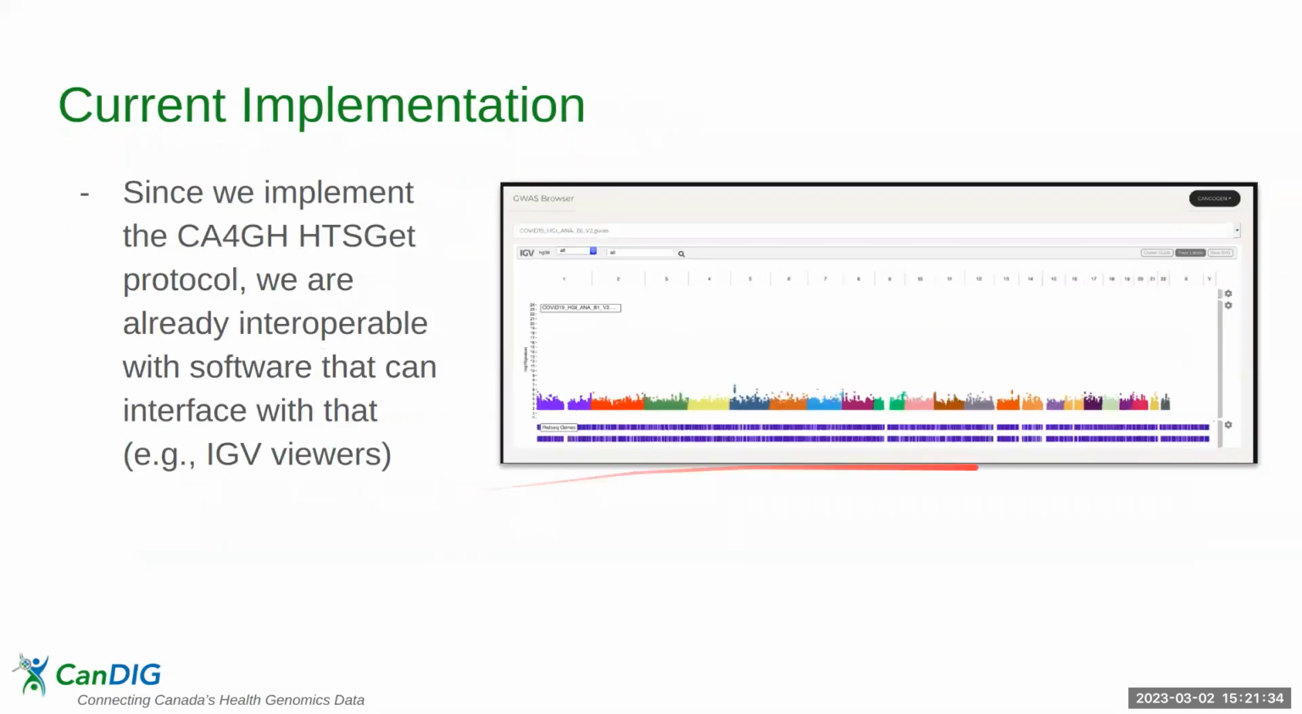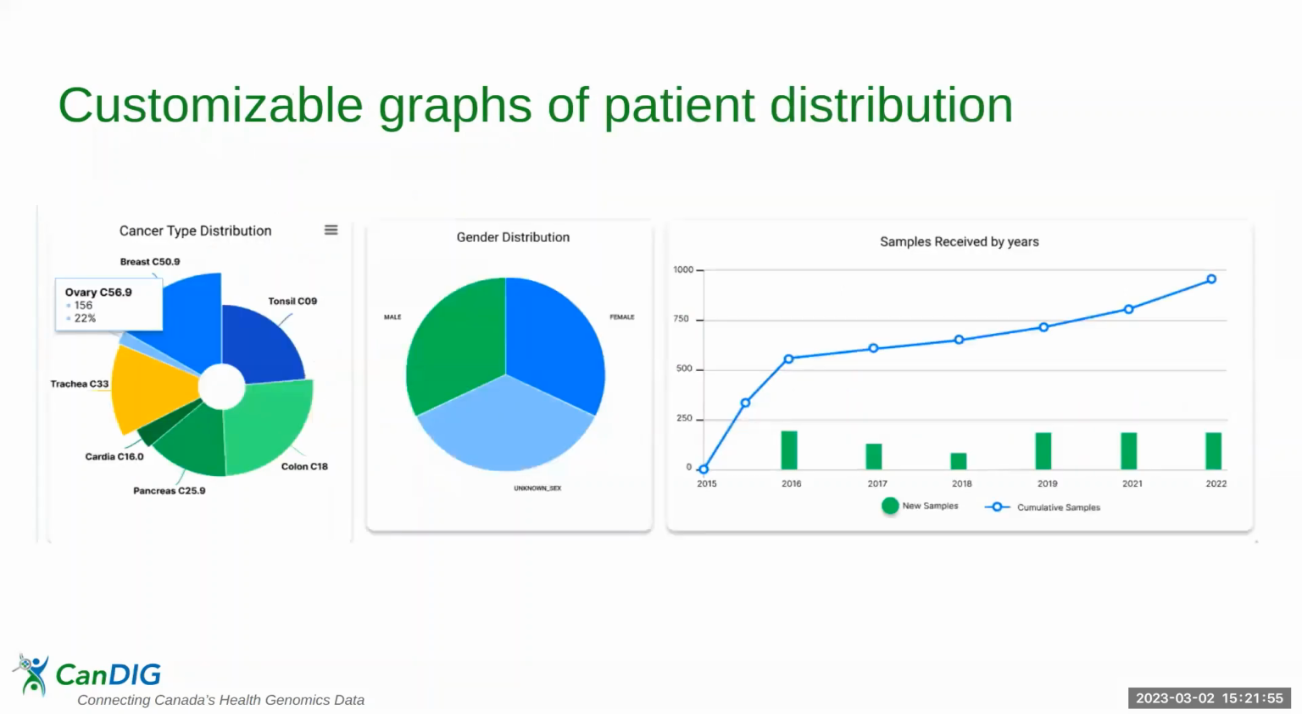Since our backend supports the GA4GH htsget protocol, we also have the bonus feature that we are already interoperable with software that can take in data from htsget servers, such as online IGV viewers. I think this is a feature that quite a few researchers have expressed interest in. Also, thanks to Courtney, we have customizable graphs of the patient distribution in your return types.